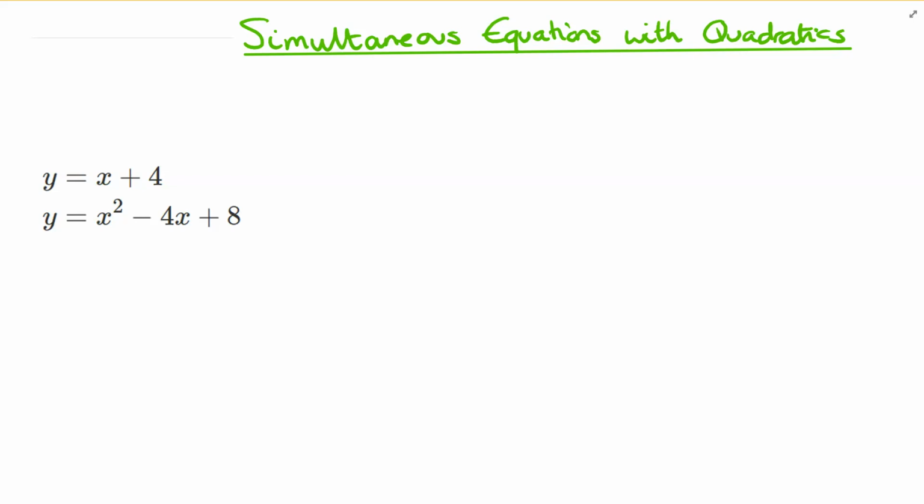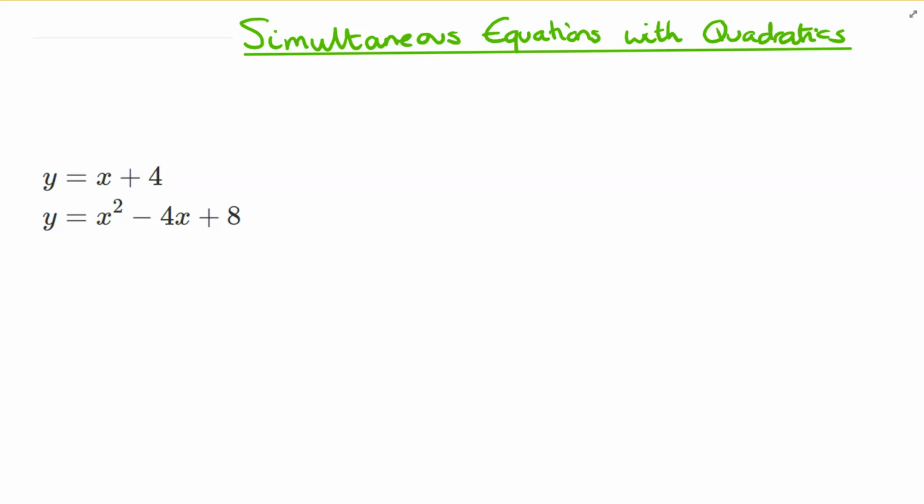Hi guys and girls, today we are doing simultaneous equations where one of them is a quadratic. It's something that is usually worth quite a few marks in an exam, mostly because it requires quite a lot of algebraic technique. So I've got 3 examples for you.